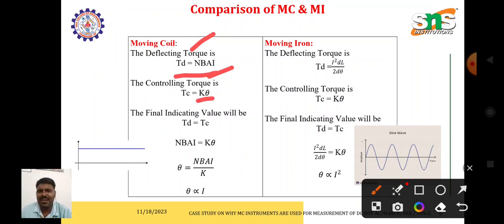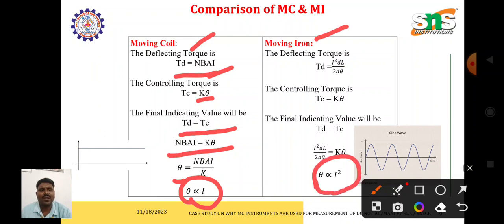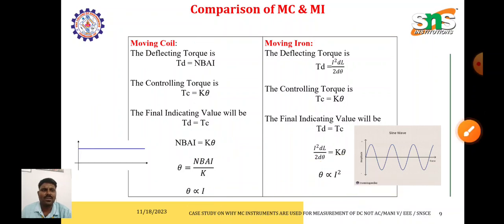For the final indicating value, the deflecting torque and the controlling torque are equal, so NBAI = Kθ, so θ = NBAI/K. N, B, A, K are all constant, so the only variable is θ. From this, θ is directly proportional to I. Similarly, for the moving iron, θ is directly proportional to I squared. This is the difference.